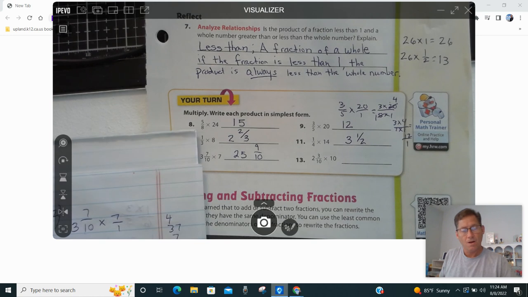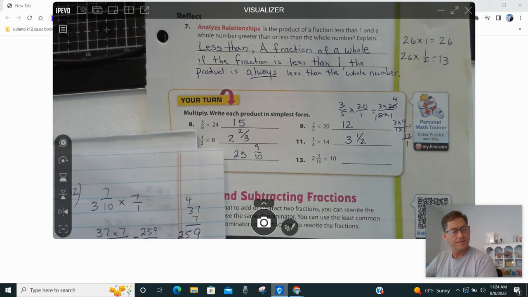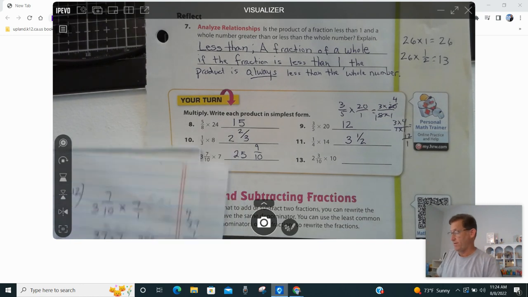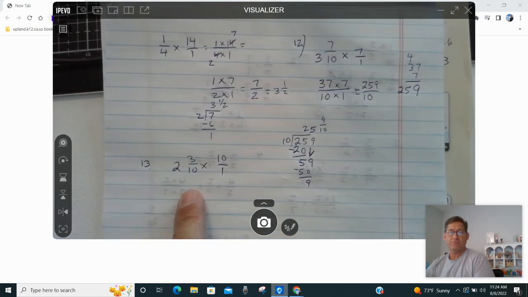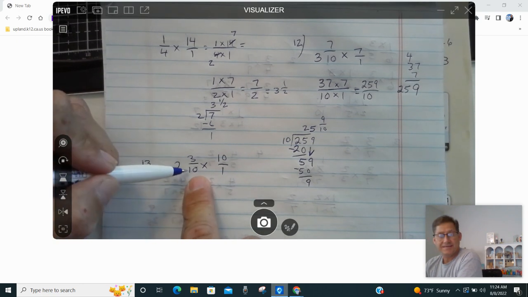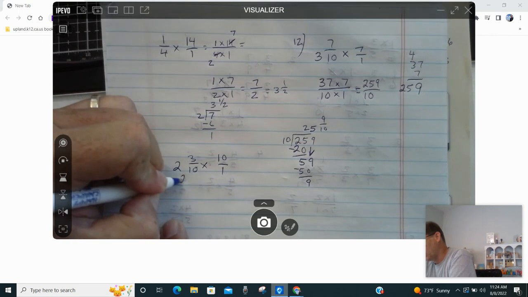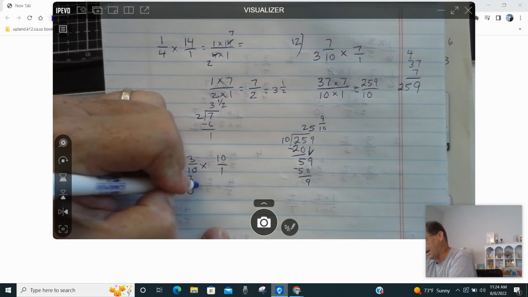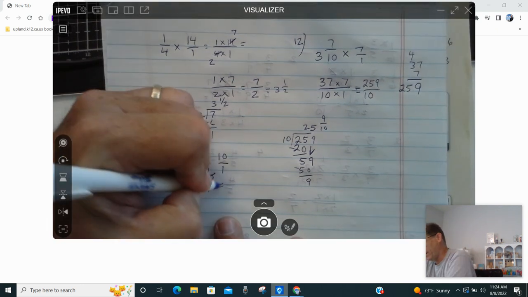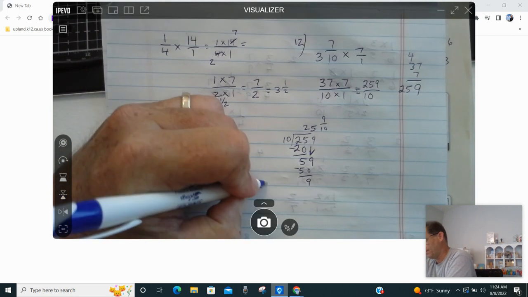Okay. All right, 13. 2 3/10 times 10 over 1. So we're going to rewrite 10 as 10 over 1. Again, we are going to change this to a fraction greater than 1. 2 sets of 10/10 is 20, plus 3 more is 23/10 times 10 over 1. Well, the 10s are in common, so let's simplify those by dividing by 10. And now we're left with 23 over 1, or 23.